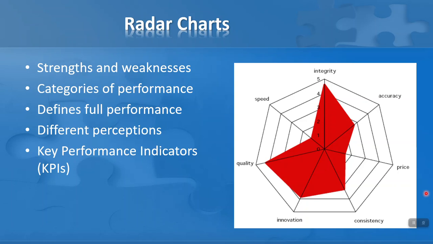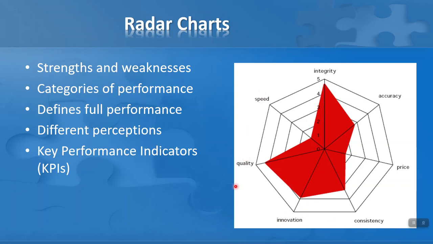They're also useful to compare performance over a period of time. For example, you could compare monthly or annual performance data to see if there's an improvement over a period of time. And very often we use what are called KPIs, key performance indicators. In the example here we have 7, and we line these up on the outside. So KPIs of integrity, accuracy, price, consistency, innovation, quality, and speed.